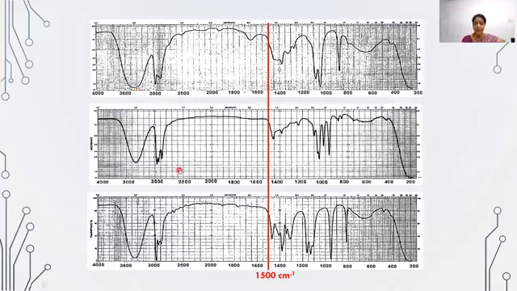That's why the region from 400 to 1500 is used for the diagnostic of the compound or functional group, and below 1500, this region is known as fingerprint region, which is the characteristic of a compound.